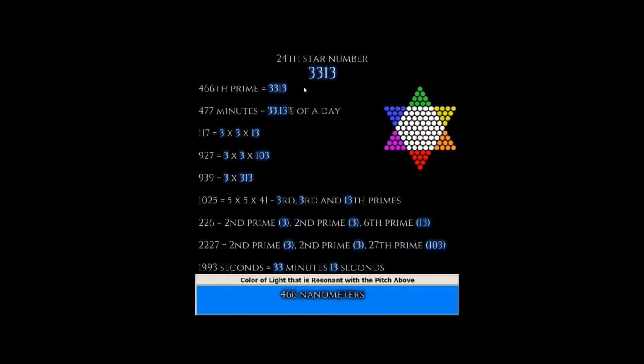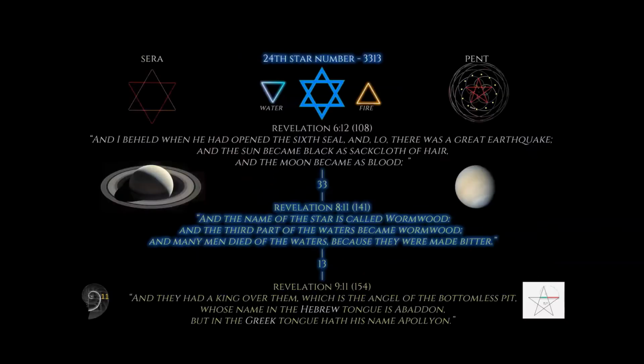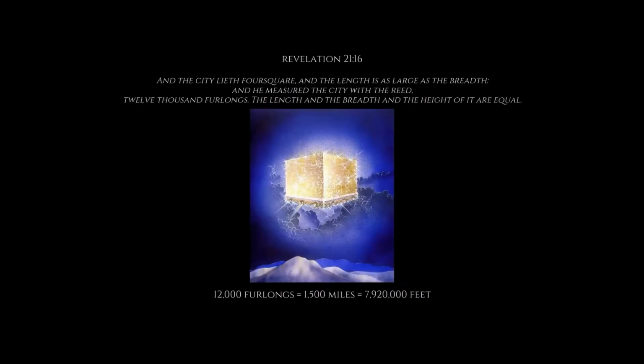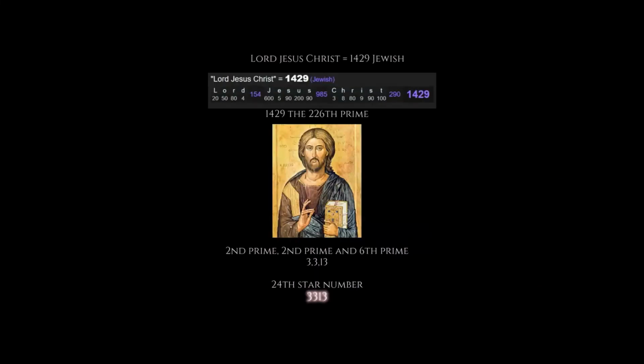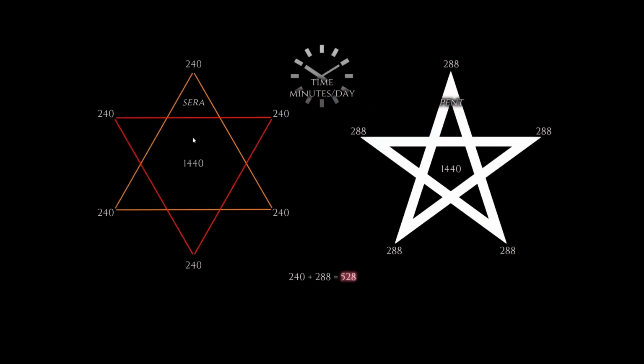Here's all the derivatives of the 3313, the 226, and the 3313. It's from Revelation 8:11, 6:12, and 9:11, their positions in Revelation. Also, if you look here, when we split the 1,440 minutes in a day into 6 parts, we have 240-minute parts. Without the 0 here, we have a 24. And our star number takes the shape of the 6-pointed Star of David.